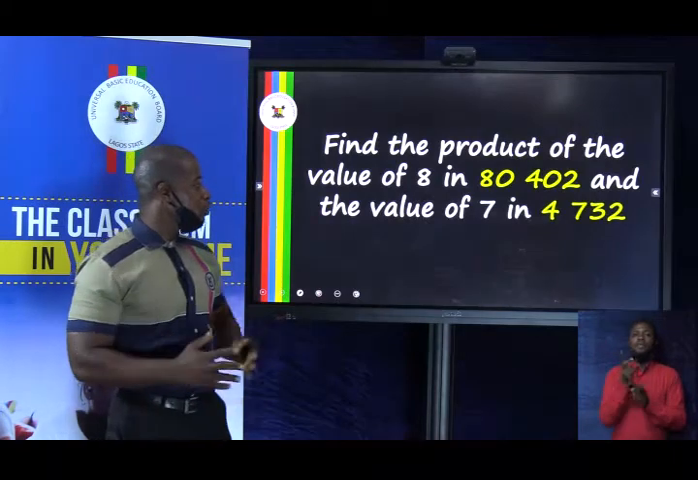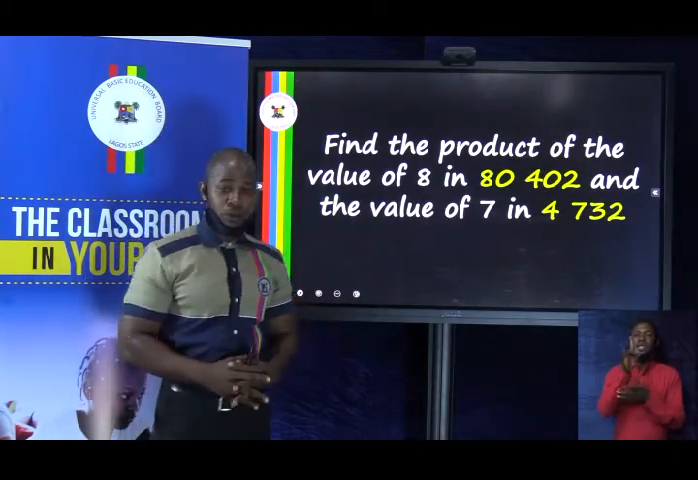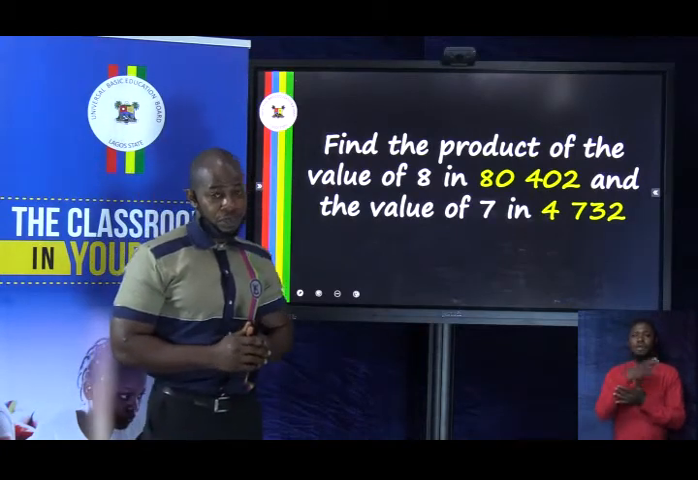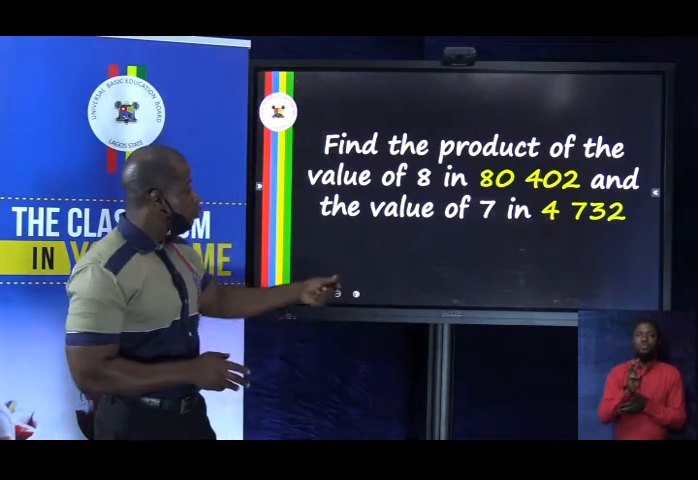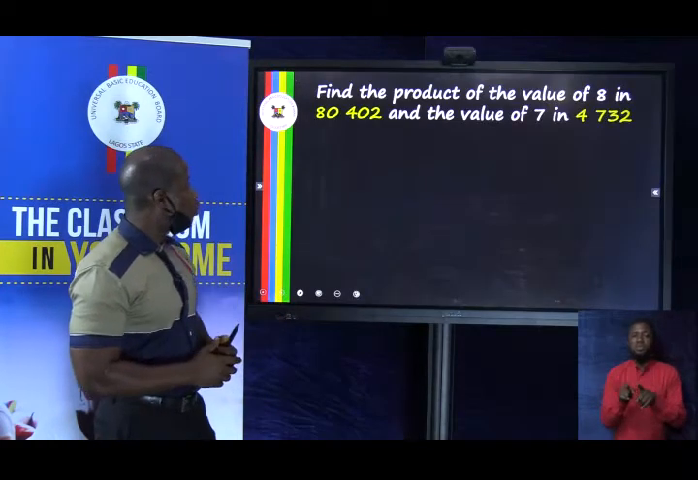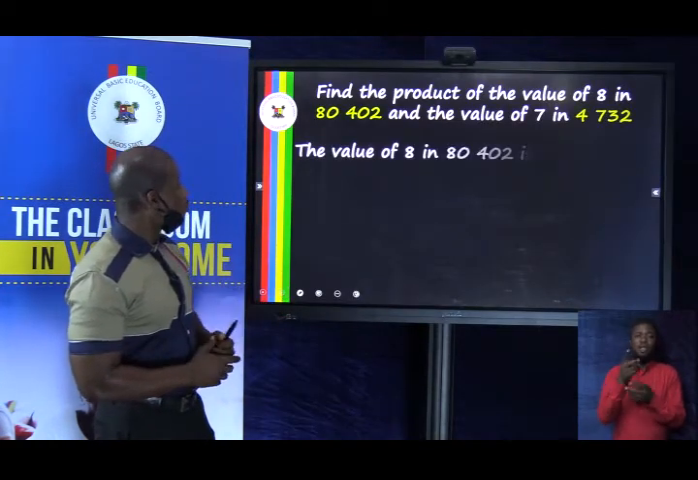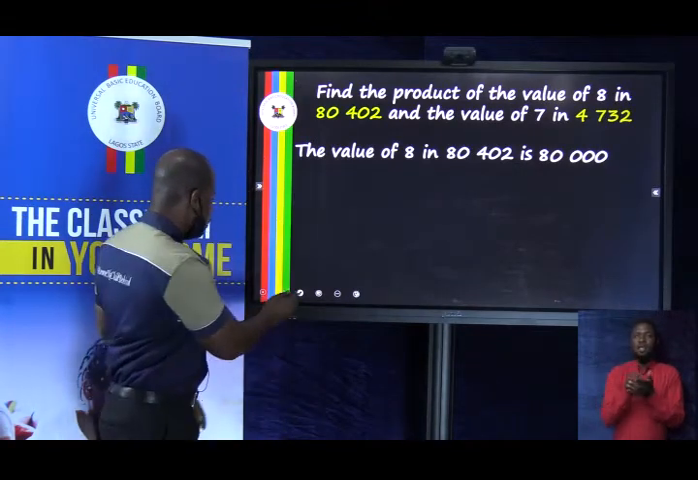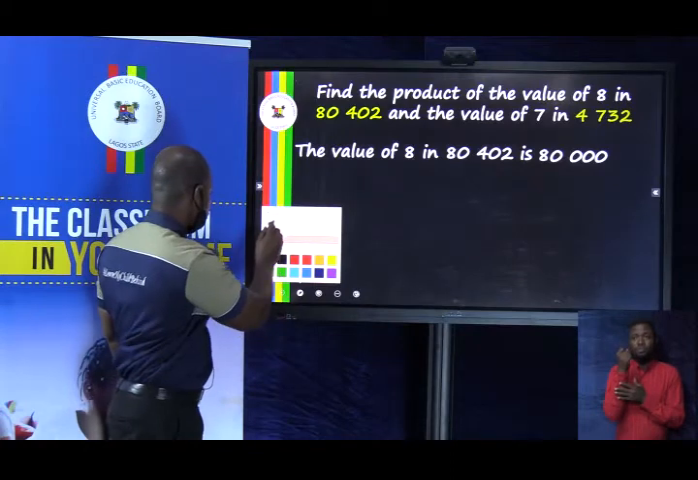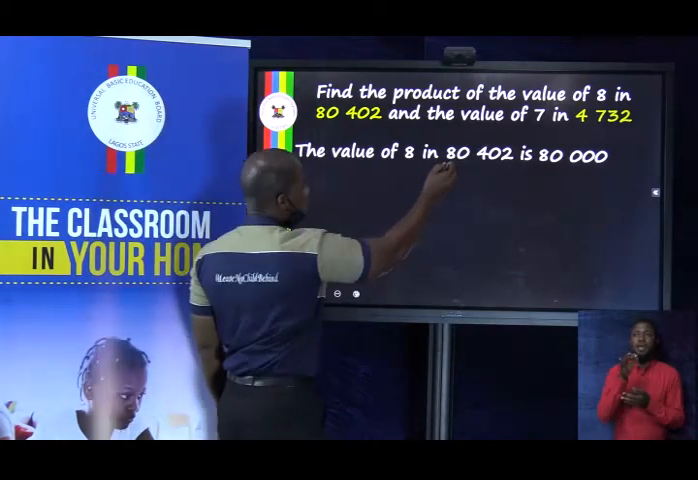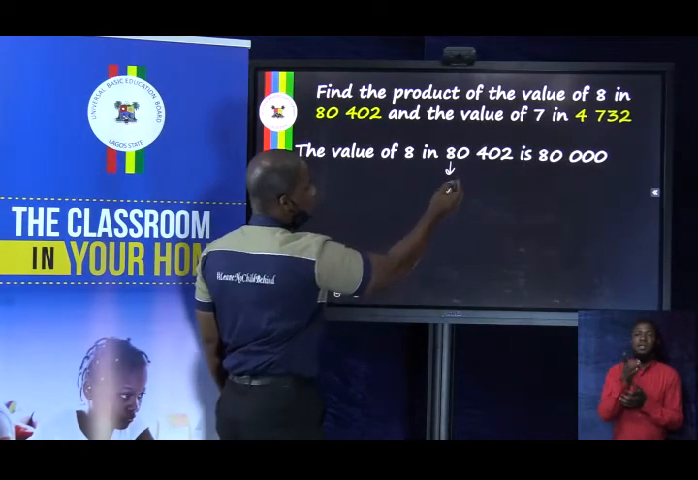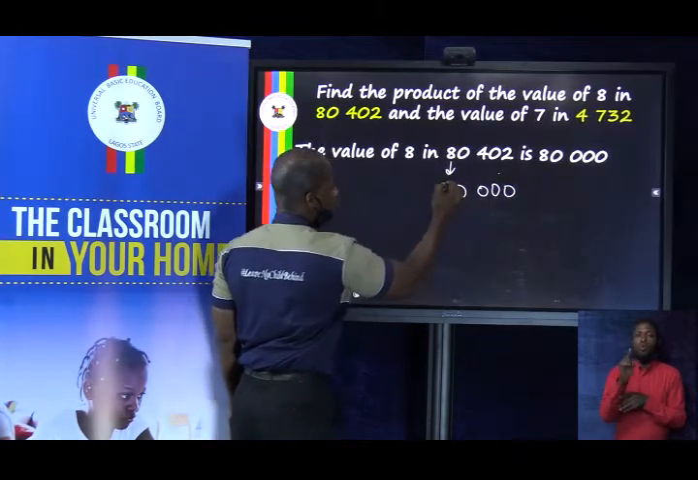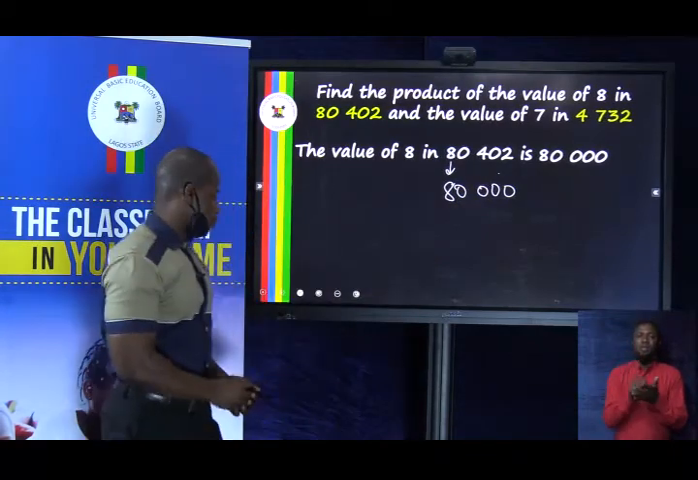You have to find the product of the value of 8 in 80,402 and the value of 7 in 4,732. Now, we'll do it much in the same way as we did the first one. We're going to write the value out. The value of 8 in 80,402 is simply 80,000. And that is because if I write 8, there are 4 digits after it. So I write 0, 0, 0, 0. So this is ones and this is thousands. So that is 80,000.